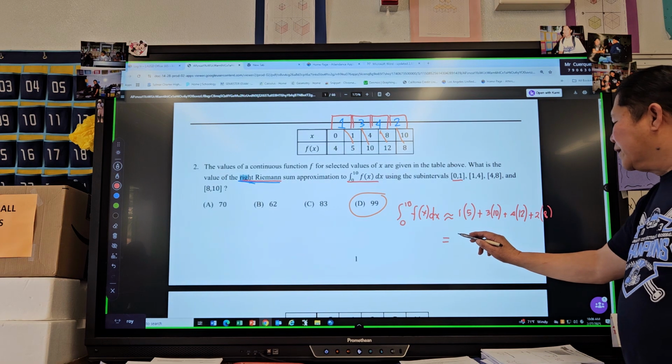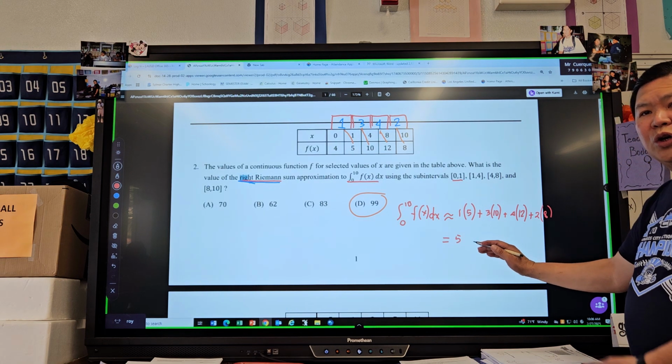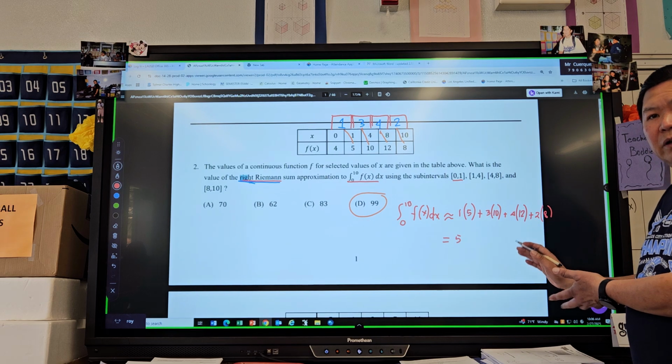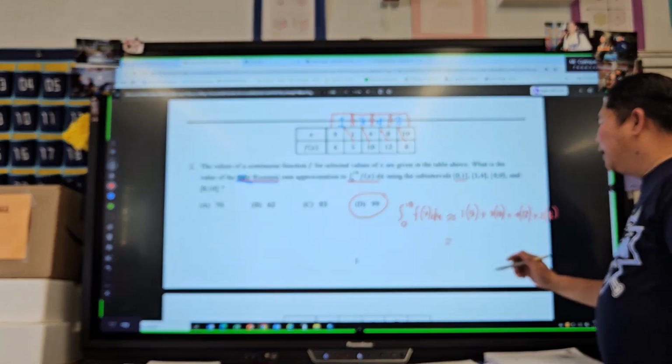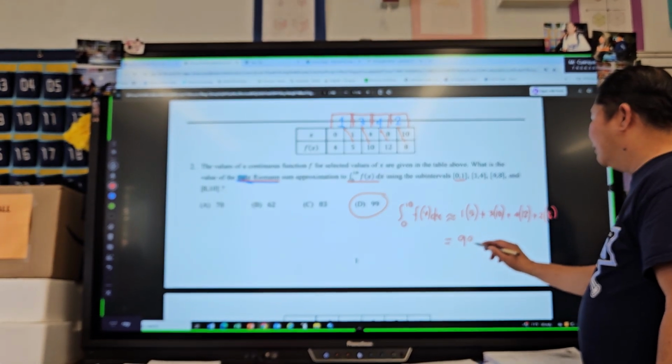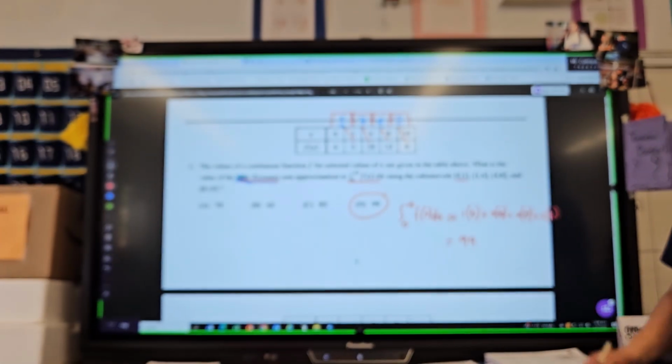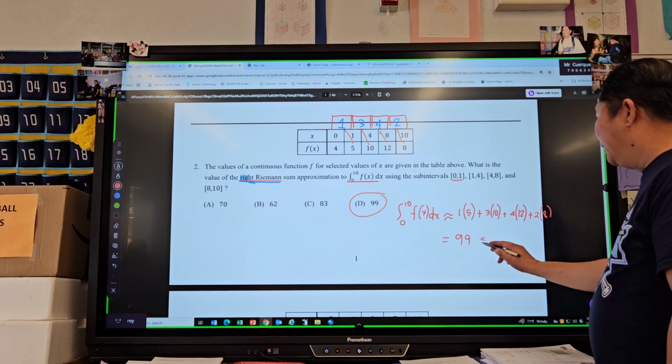So this is 5. But do you have to show this, especially with a calculator? No need. Mental math will do right away. You can do 99 right away. Then square units, whatever is the unit given. Is the unit given here? No. So your final answer would be square units.